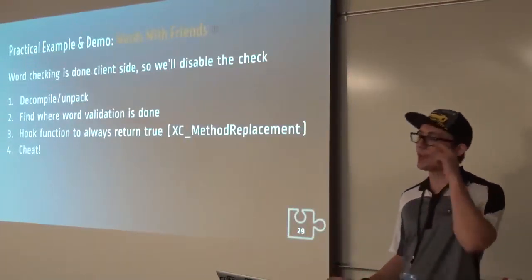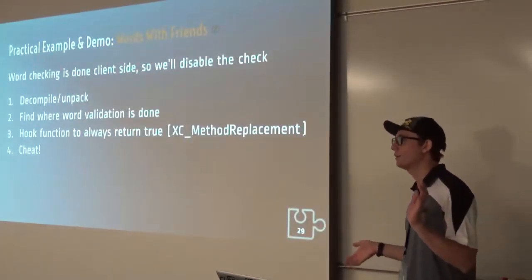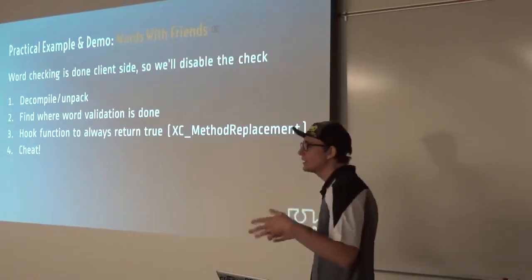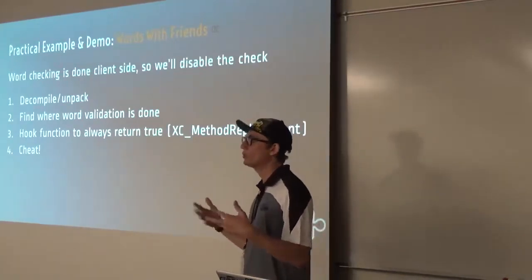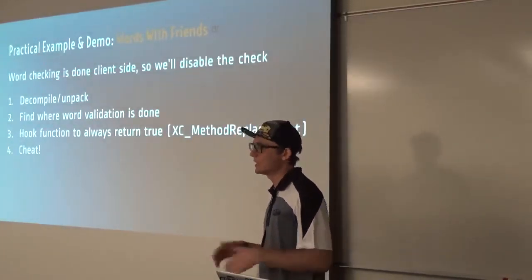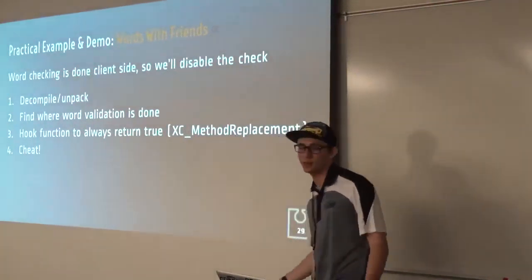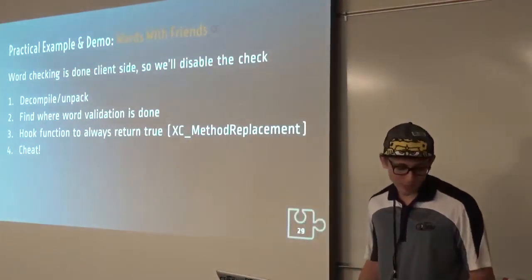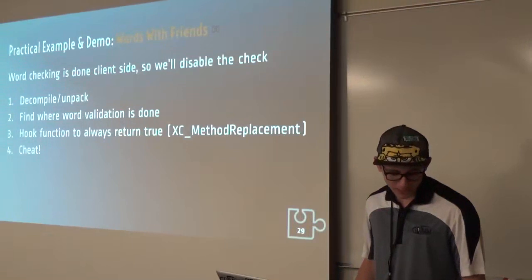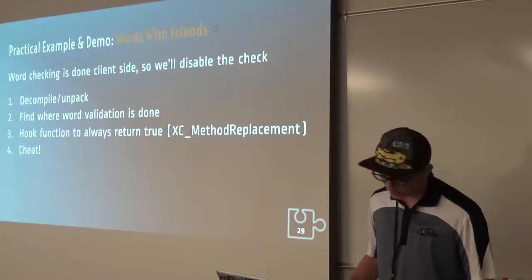So I'm going to do the classic Words with Friends hack. The word checking in Words with Friends is on the client side, so we're going to disable that and play whatever word we want. I managed to come up with a game where we both played shady off each other, which I think is pretty funny.